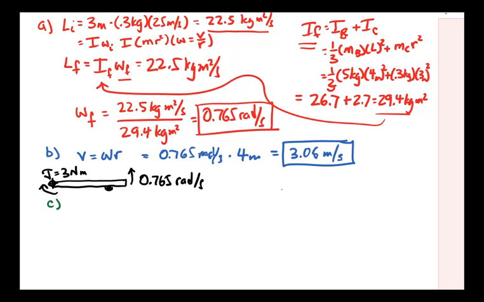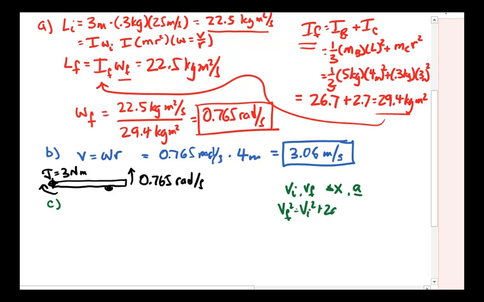In a translational problem, if I had an initial velocity and a final velocity, and I was looking for displacement, and I could somehow figure out my acceleration, then it's pretty clear I would use our favorite kinematic equation, v final squared equals v initial squared plus 2a delta x, to figure out my displacement. No difference here. We can go ahead and use our favorite kinematic equation, but we're going to put in our rotational variables and solve this.